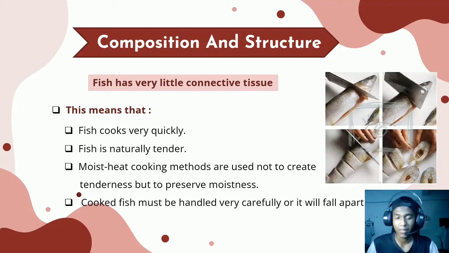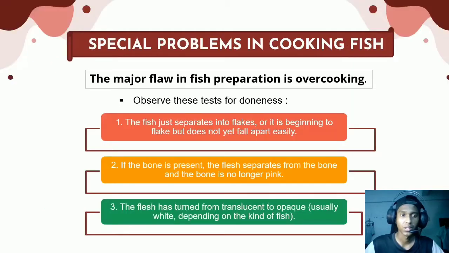So moist heat method is where the heat is conducted to the food by water or water-based liquids such as stock, sauce, or by steam. So cooked fish must be handled very carefully or it will fall apart. Dia akan terlerai. So special problems in cooking fish.